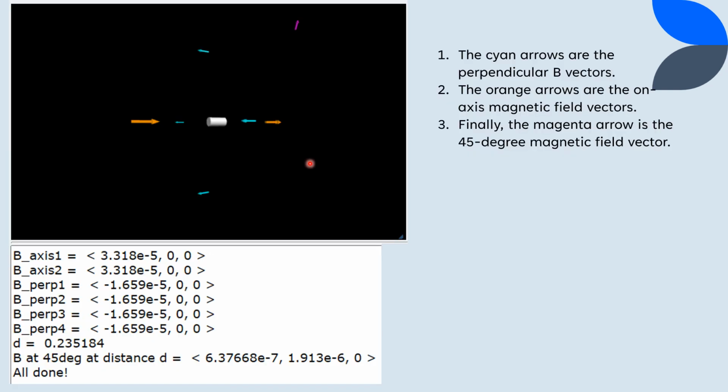This is the model with the axis vectors, the orange ones, and the perpendicular vectors are blue, and the 45-degree vector for the magnetic field, which is magenta, all the way up here. These were all scaled up by a factor of 1,000, and then more for the magenta vector, so you can see it on the simulation.